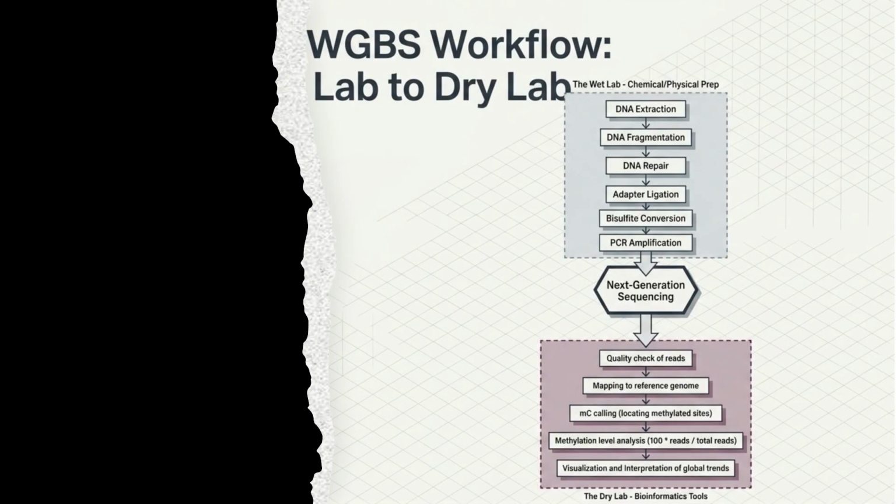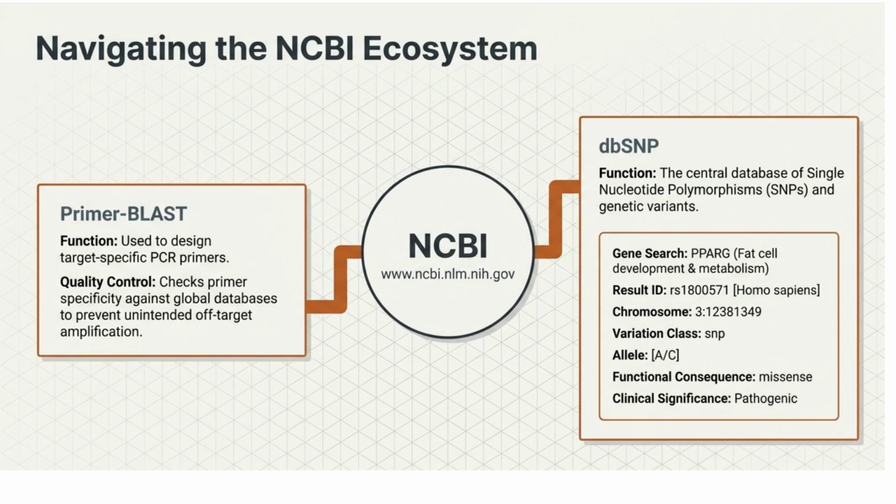The whole genome bisulfite sequencing workflow moves from the wet lab, where chemical preparation occurs, to the dry lab, where bioinformatics tools analyze the resulting sequence data. The NCBI ecosystem provides essential resources. Tools like Primer-BLAST assist in designing PCR primers, while databases like dbSNP store information on genetic variants.